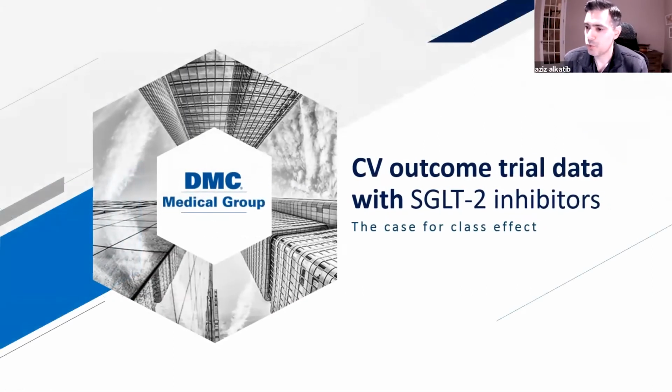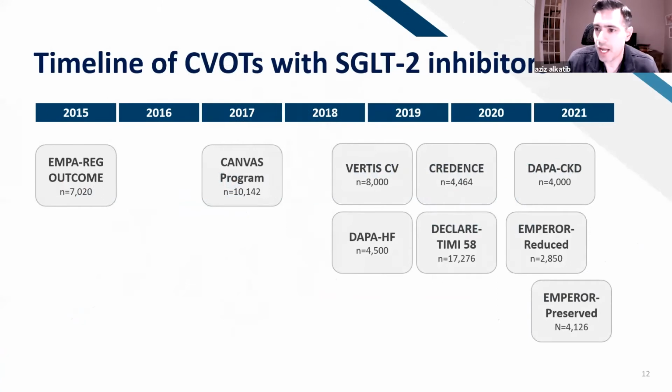And so we'll switch gears here and spend considerable time talking about the relevant CV outcome trial data with the SGLT-2 inhibitors, and I'll hopefully make a case for a class effect. This is a timeline of the major trials that have studied the SGLT-2 inhibitors, starting in 2015 with the EMPA-REG outcome trial that looked at diabetics, all the way up to the EMPEROR-Preserved, which looked at empagliflozin in heart failure with preserved ejection fraction patients.